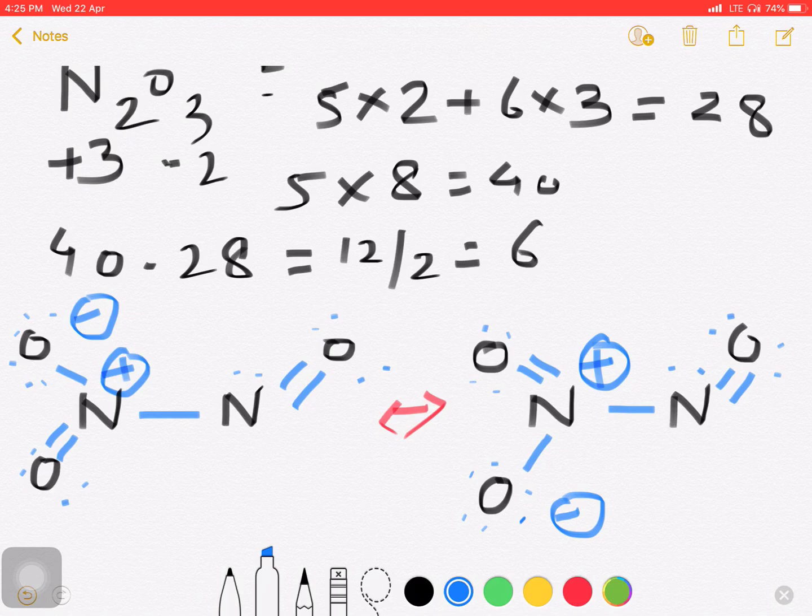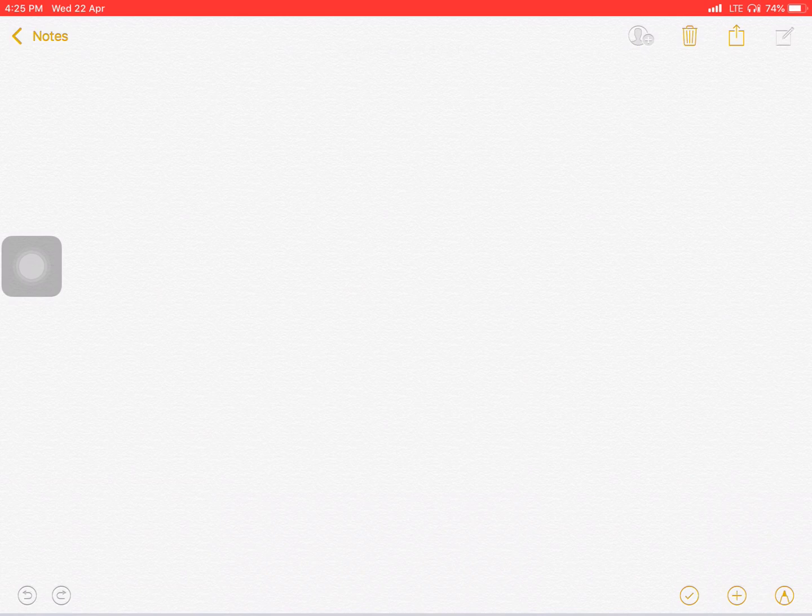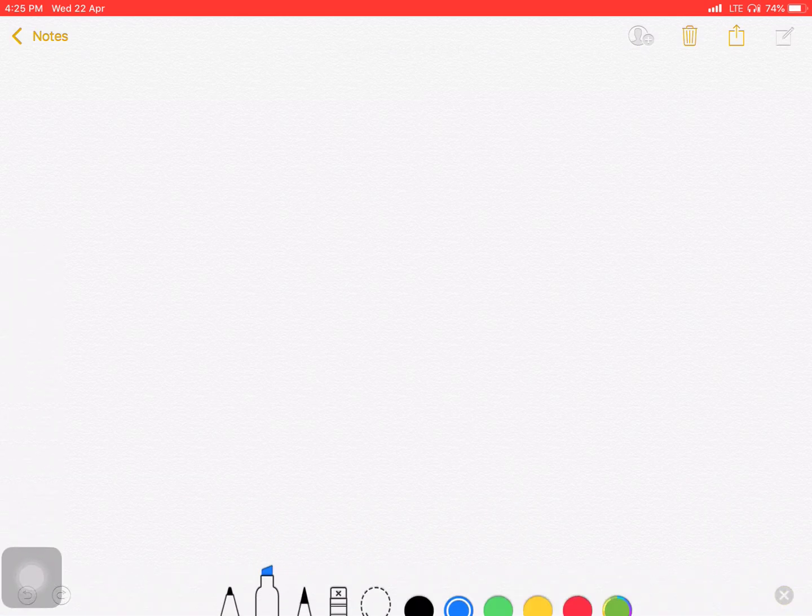N2O3 is nothing but dinitrogen trioxide. That's a blue solid and it is an acidic oxide. Acidic oxide means an oxide that combines with water to form an acid, or it combines with a base to give salt and water. That's one. So this is N2O3. That's an acidic oxide.